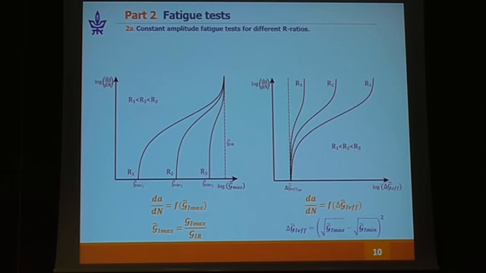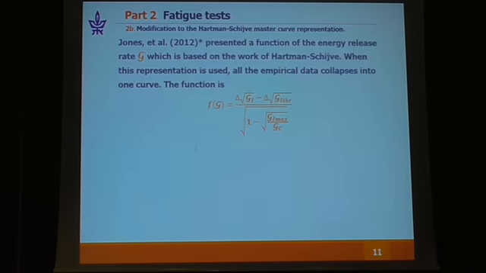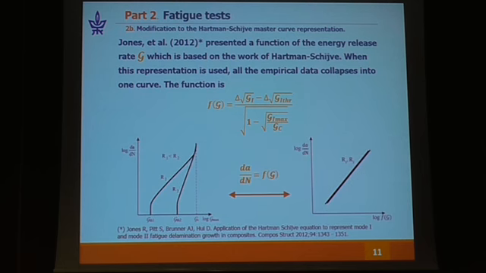And if this is true, then those two parameters, G1R and delta G effective threshold, are laminate constants that are unaffected by the R ratio, and can maybe be used in the formulation of the master curve. So Jones et al. presented a function of the energy release rate, which was talked about, that is based on the work of Hartman and Schijve. And when this representation is used, all the empirical data collapse into one curve.